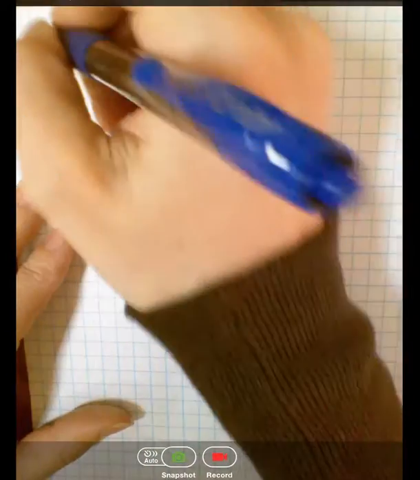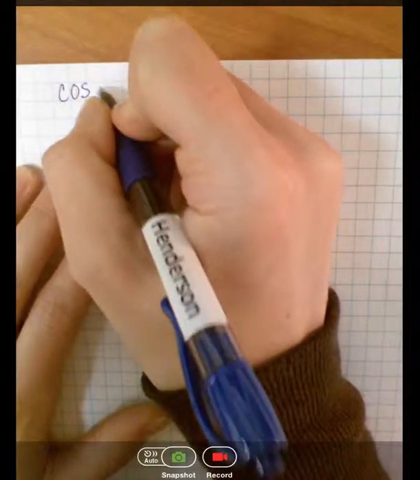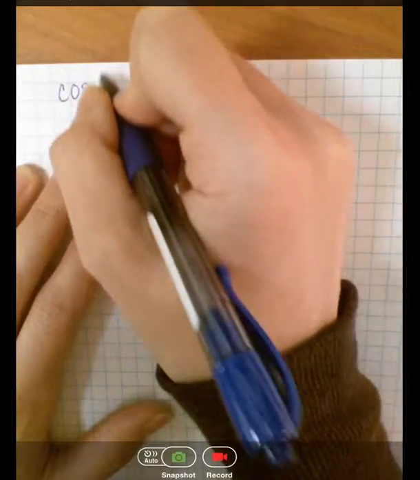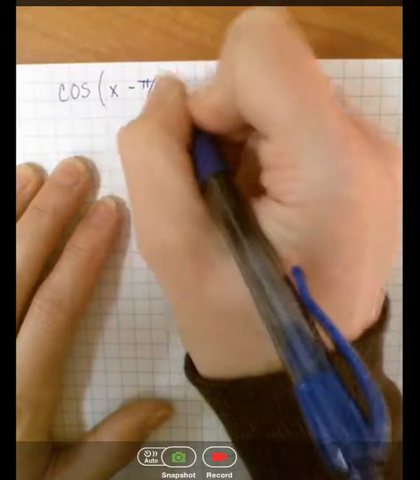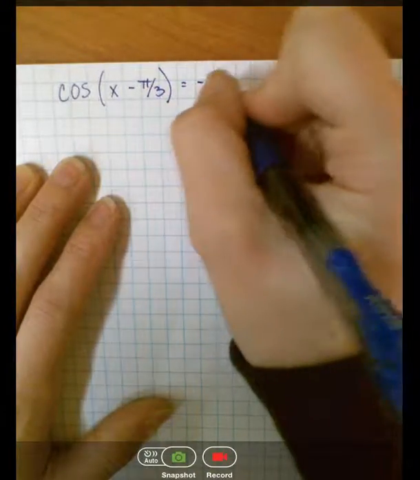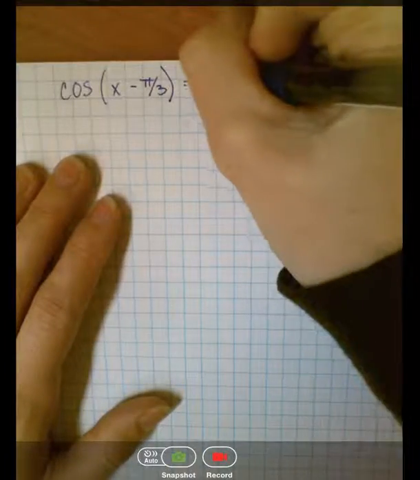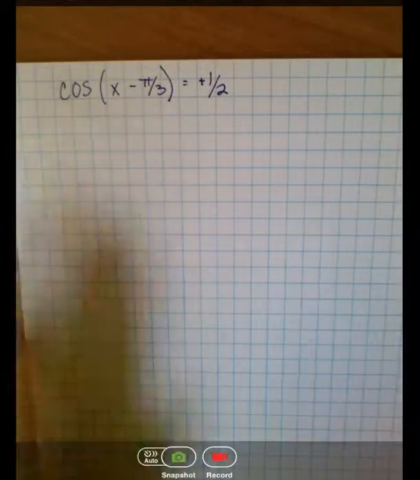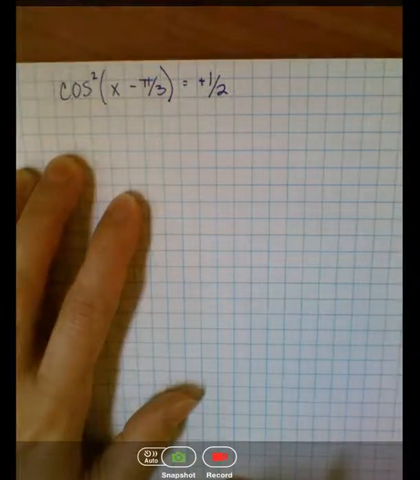do this one. The cosine of x minus pi over 3 equals negative 1/2. I'm sorry, let's make it positive 1/2. And let's say it's not just this, but gosh, it's this squared. So cosine squared of that.